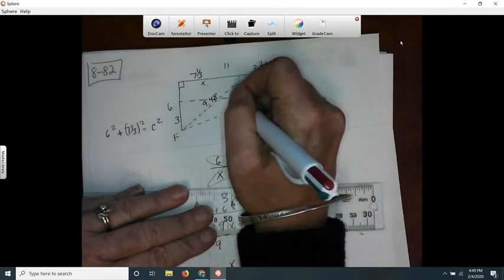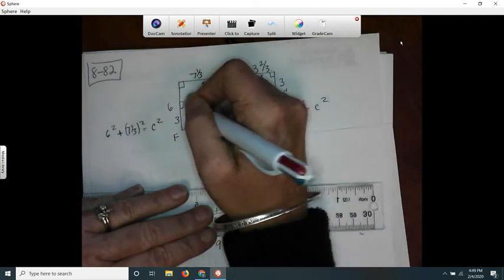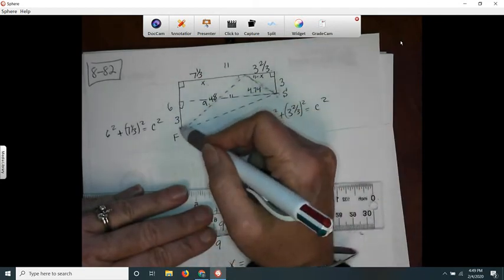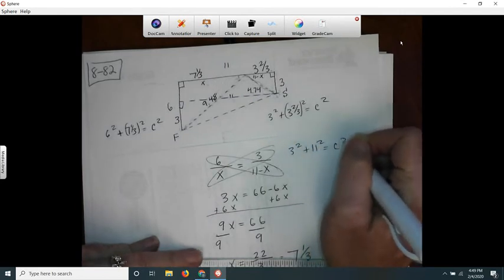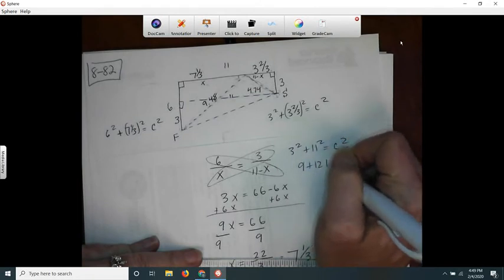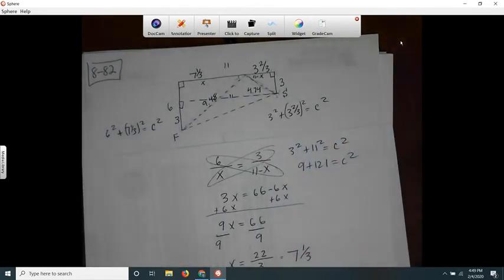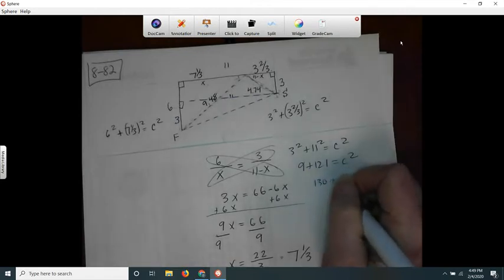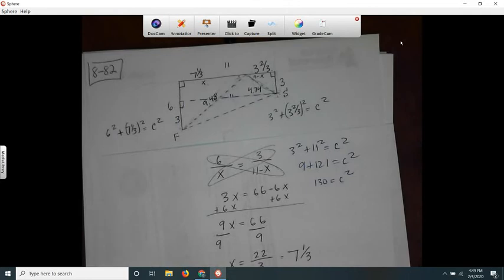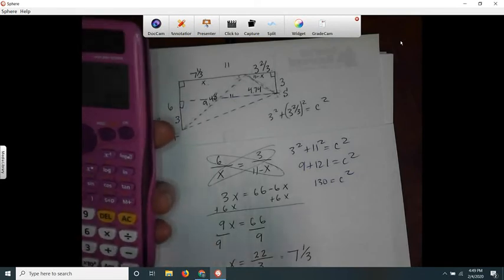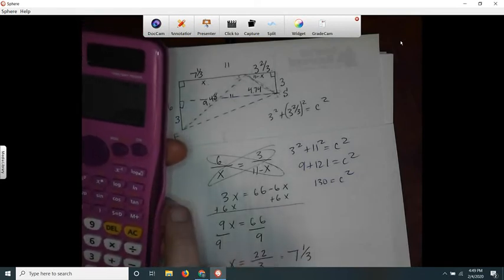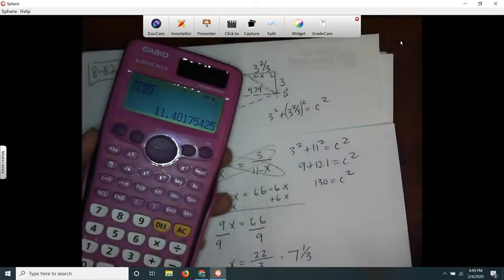So now I can use the Pythagorean theorem. I just have to use it with the proper triangle. Okay, so I'm going to use 3 squared plus 11 squared equals c squared. So that's 9 plus 121, so I think that ends up being 130. I'm going to probably get a decimal for that. See what that is. So that's about 11.4.